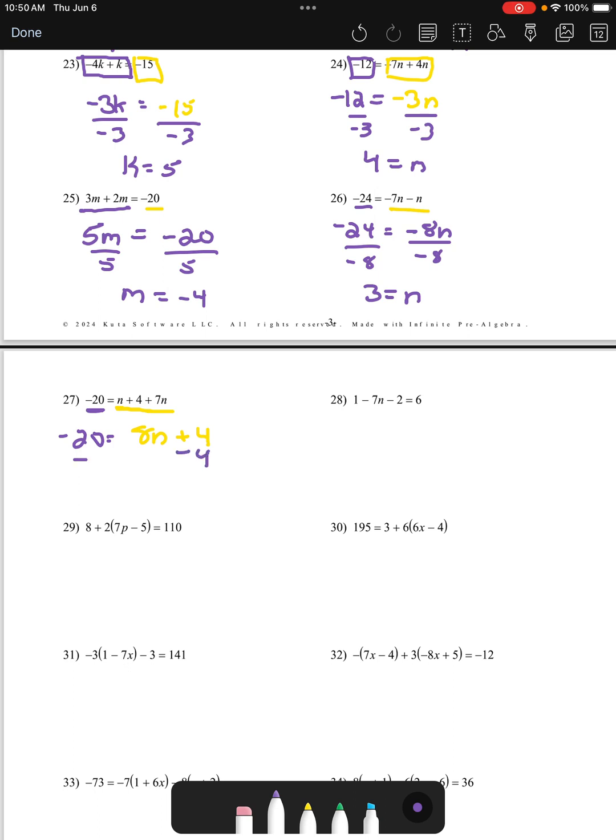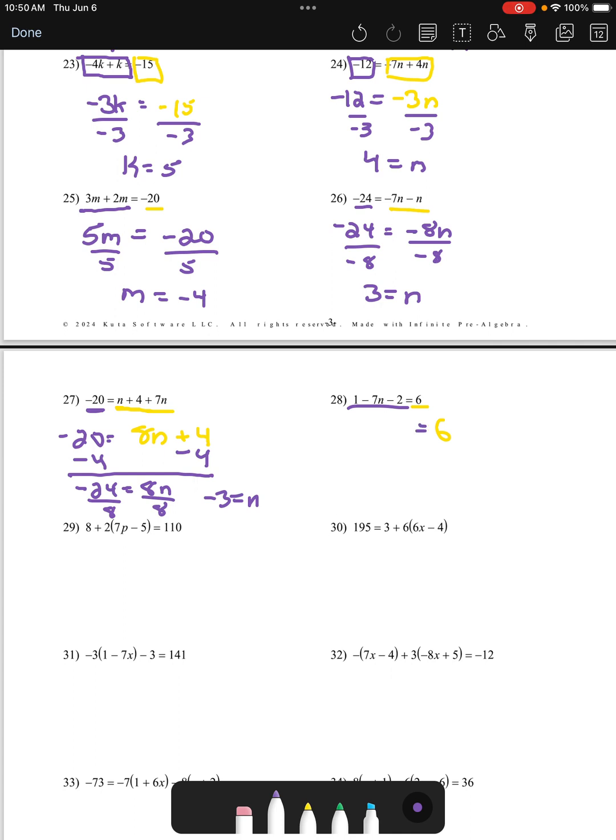Now we're going to try to solve this equation by using our old rules. So we're going to subtract 4 from both sides first. That's going to get me negative 24 equals 8n. We'll then divide both sides by 8 to get the fact that negative 3 is equal to n. I again invite you to pause and attempt number 28.